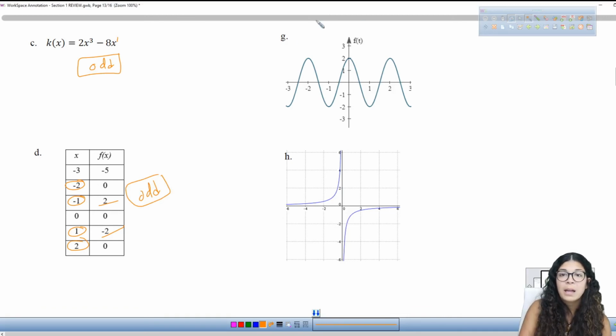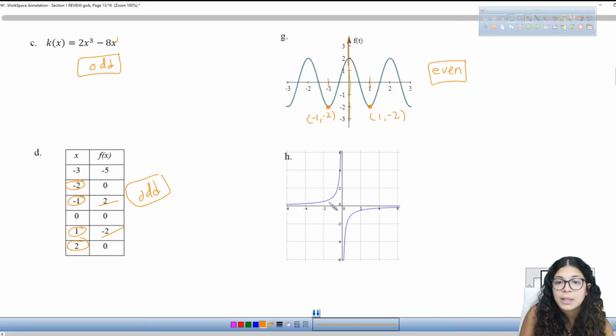Okay. And on these 2 graphs, let's go ahead and take a look. Remember, y-axis symmetry, right? If opposite inputs have the same y value, right? This is -1, -2. This is 1, -2. So opposite inputs have the same y value, then it has y-axis symmetry, and therefore it is even.